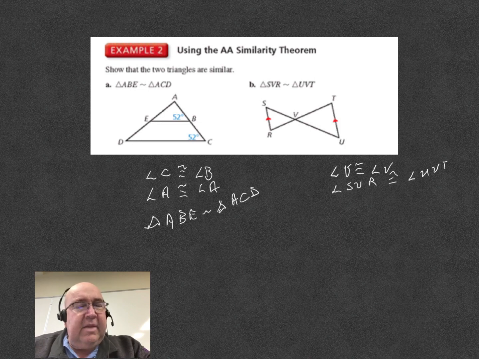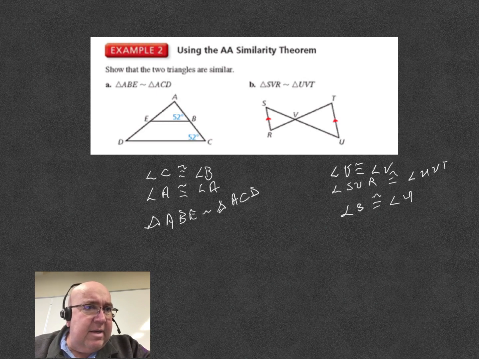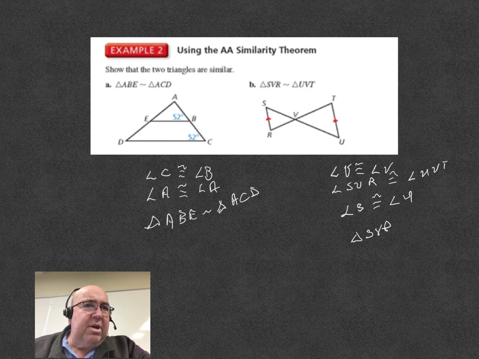And because those two lines are parallel, angle S is congruent to angle U. So triangle SVR is similar to triangle UVT. And that's called alternate interior angles on the S and the V. That involves using parallel lines that was learned earlier in geometry.